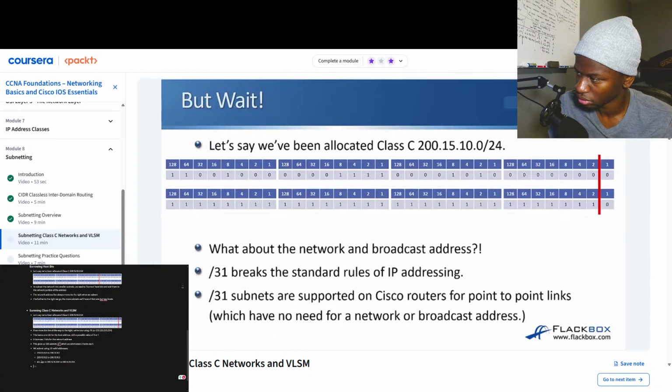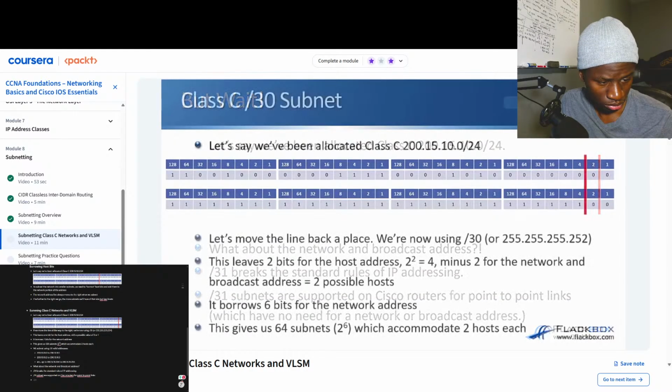Okay, but wait. If we're using a /31, there's only 2 possible values to assign to hosts. What about the network and broadcast address? Yeah, a /31 subnet breaks the standard rules of IP addressing, where we have to have the network address and the broadcast address at the top and the bottom of the range. /31 subnets are, however, supported on Cisco routers for point-to-point links. If you think about it, on a point-to-point link there's just one other device, so you can have a /31 on a point-to-point link.